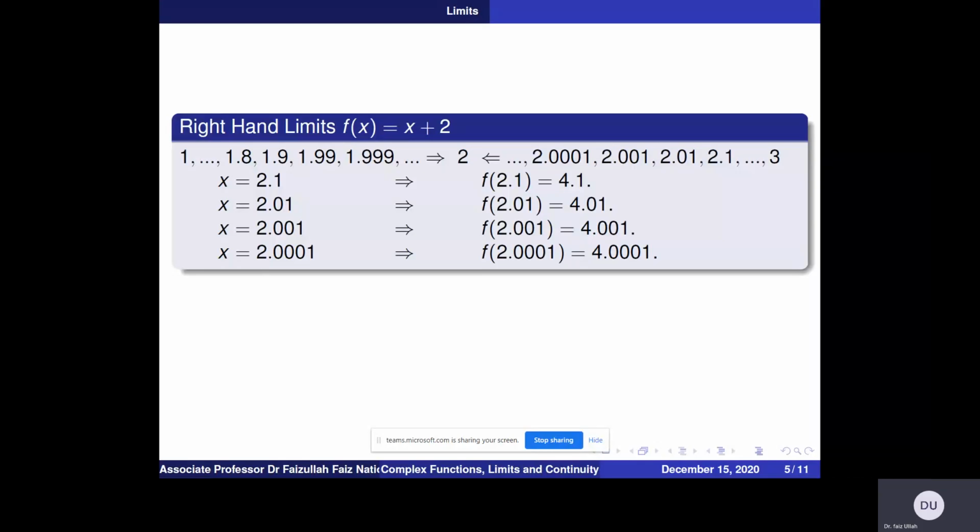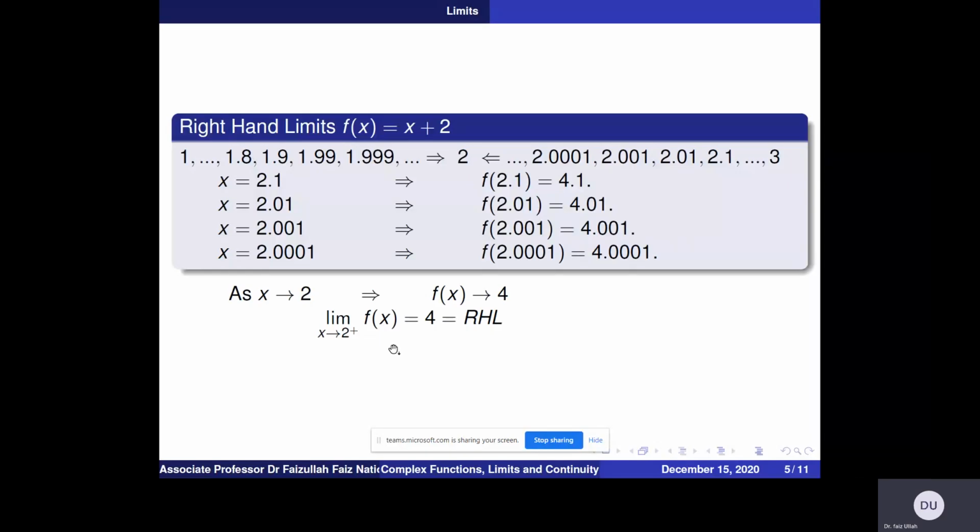It is 4.0001. So we can say that as x approaches to 2, as a result, the value of the function f of x goes to 4. And we can write this in the symbolical form that limit x approaches to 2, f of x is equal to 4. And this plus sign shows that we are taking a right hand limit. And from here we can define the limits of a function.